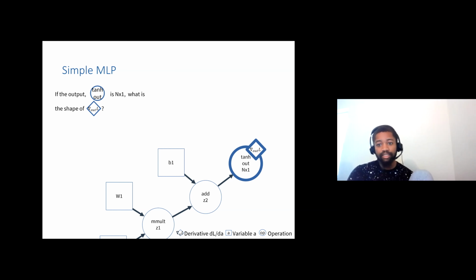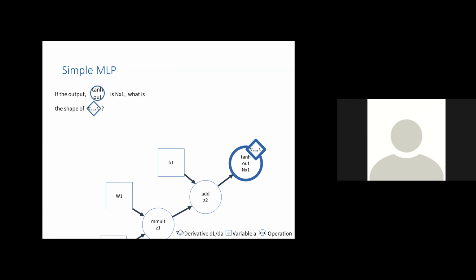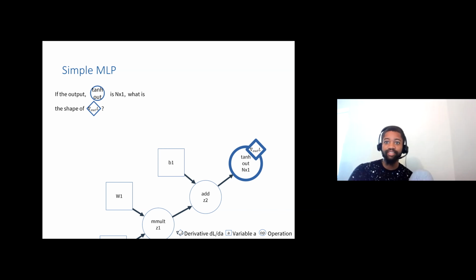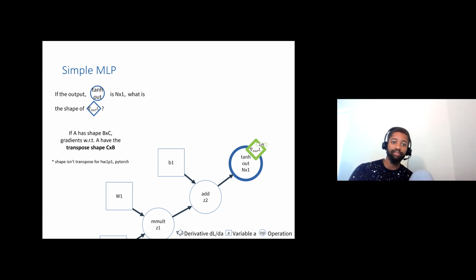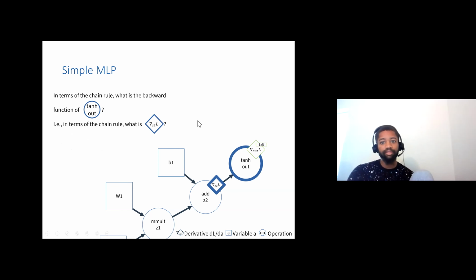Any guesses? Would it be 1 by n? Yeah, it would be 1 by n. Simply because if we have some A with some shape B cross C, then gradients with respect to A are going to have the transpose shape. Okay. So now in terms of the chain rule, what would be the backwards function of this tanh?